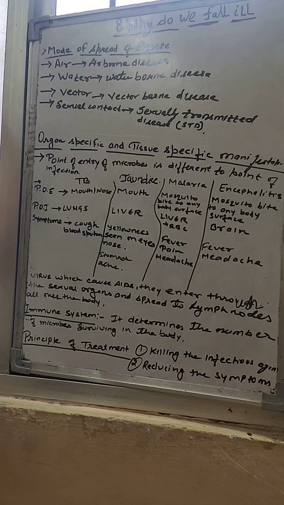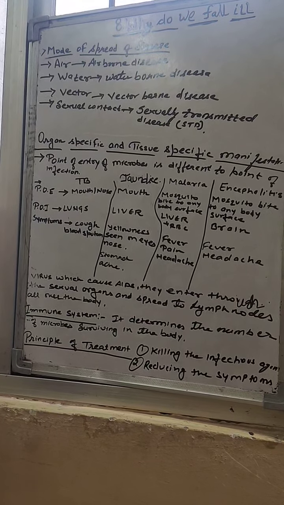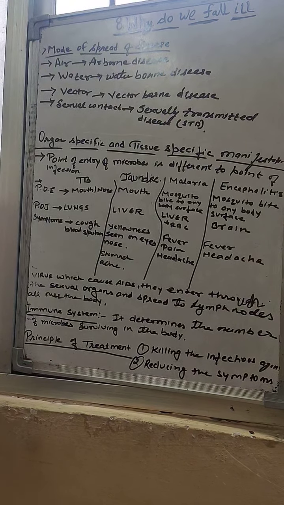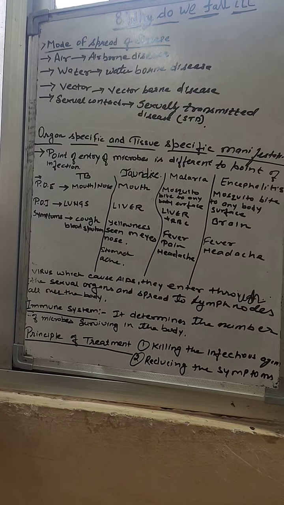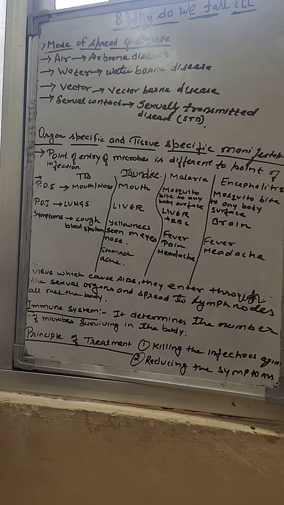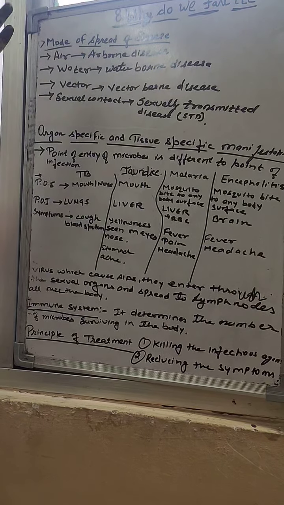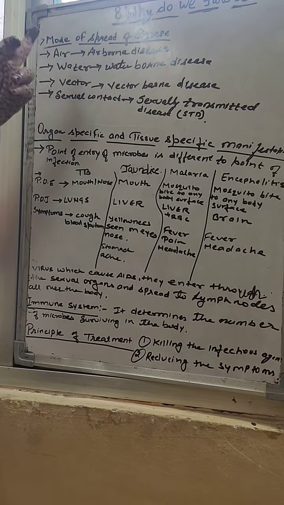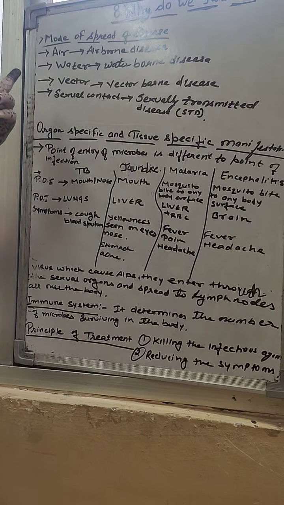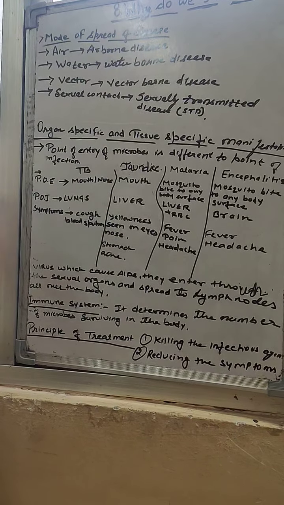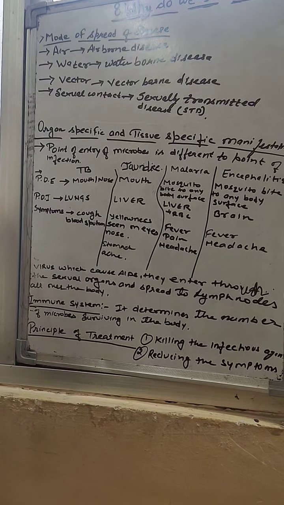Now, how can they be transferred from one person to another? What are the modes of transferring the disease from one person to another? There are various modes. Via air they can transfer, through water they can transfer, through vectors they can transfer, and through sexual contact the disease can be transferred from one person to another.